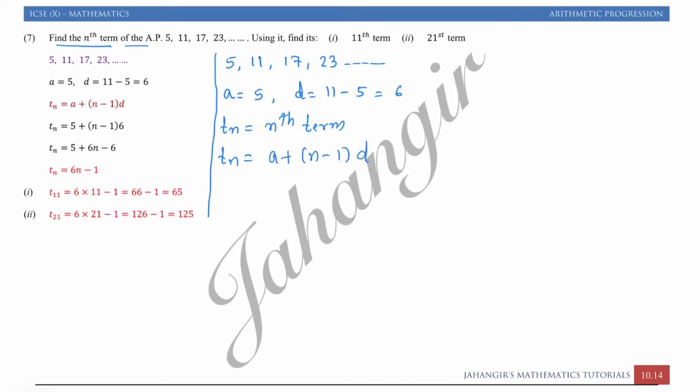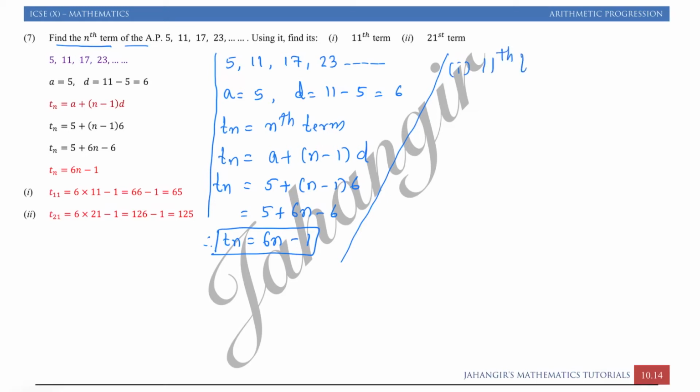When they say Tn, you have to just replace the A and D values. Do not put the value of n. So Tn: A value is given as 5, plus n minus 1 into 6. Just solve: 5 plus 6n minus 6. So therefore Tn is equal to 6n minus 1. This is the value of Tn. Once you get Tn, you can find the 11th term.